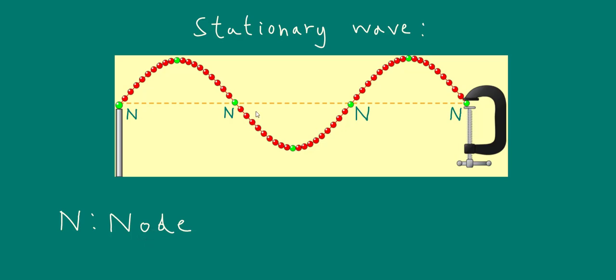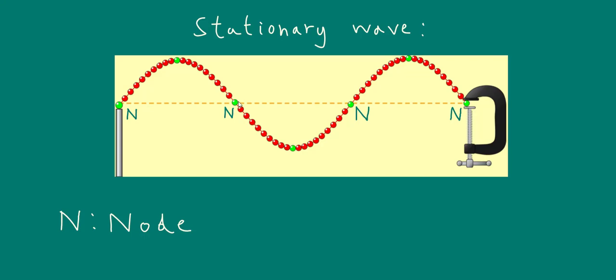You should compare the existence of these nodes to a progressive wave. If we were looking at a single progressive wave, say traveling to the right, all the particles would be oscillating. There wouldn't be any particles that would be completely at rest at all times. So this is a key difference between a stationary and a progressive wave.